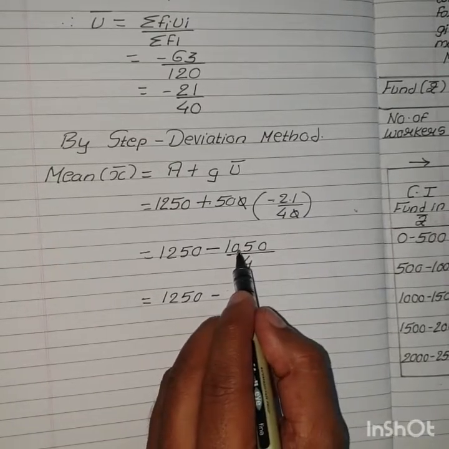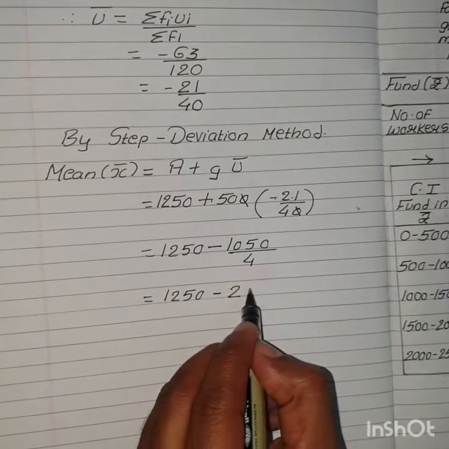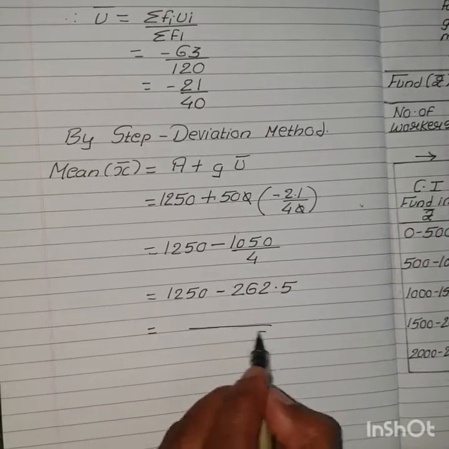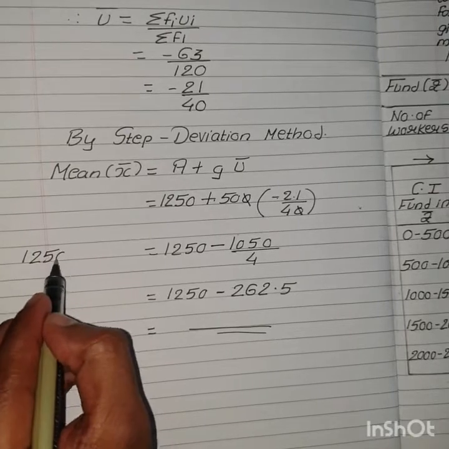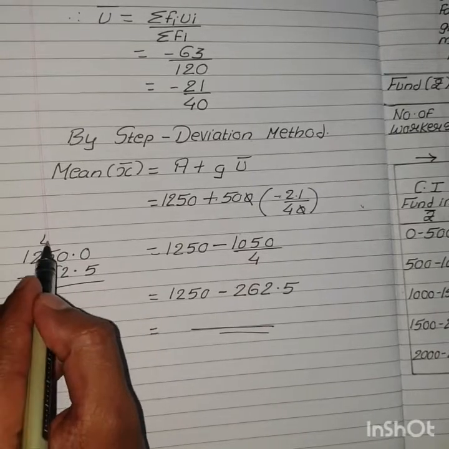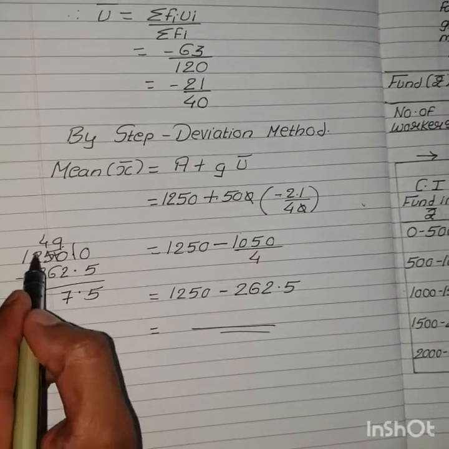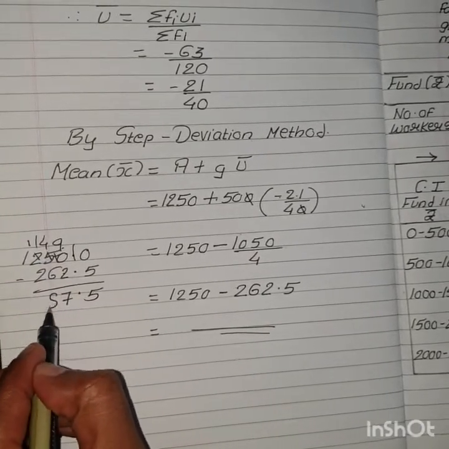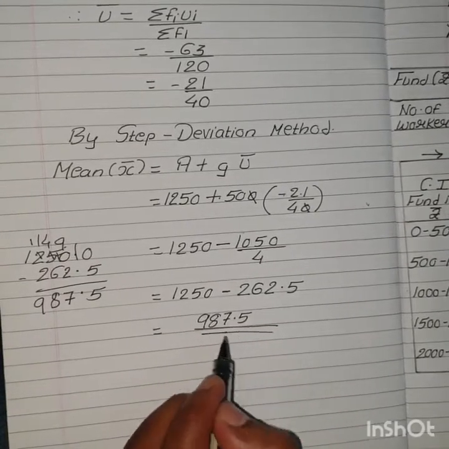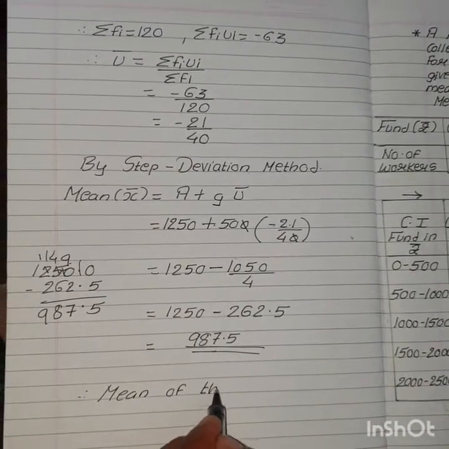That is equal to 1250 minus. Let's find out the answer of 1050 divided by 4. 4 2s are 8. 25. 4 6s are 24. 10. 4 2s are 8. So we get 262.5. Now 1250.0 minus 262.5: 10 minus 5 is 5, 9 minus 2 is 7, 14 minus 6 is 8. We get 987.5.